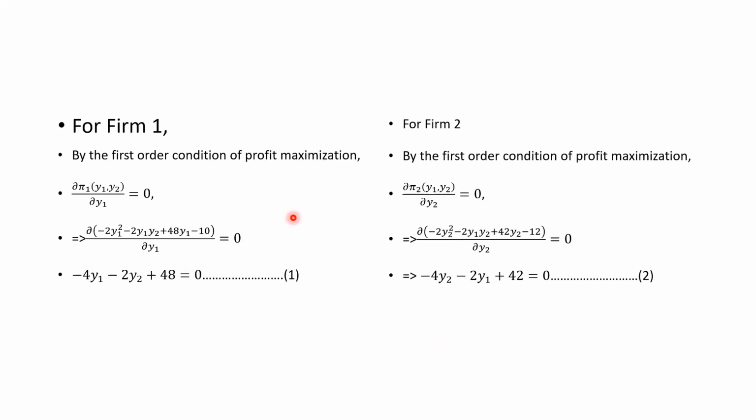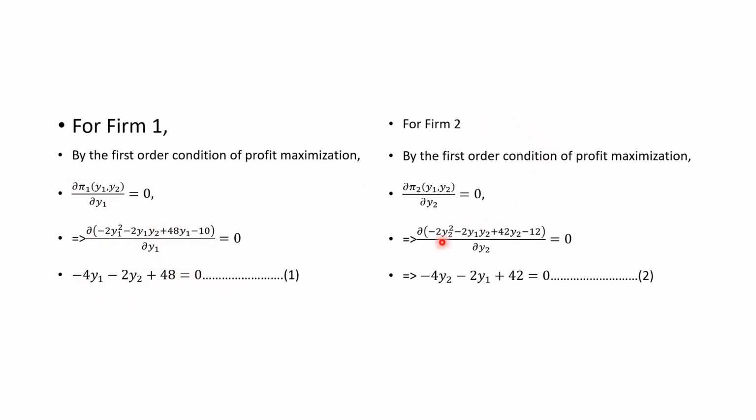So by the first order condition of profit maximization, what are the first order conditions? The partial derivative of pi 1 with respect to y1 should be equal to 0. That is the first order condition of profit maximization. You have to choose your output level in such a way as to maximize your profit. So obviously this has to be differentiated with respect to y1. Okay. So the derivative of this first function, minus 2y1 square minus 2y1y2 plus 48y1 minus 10, with respect to y1, you are left with minus 4y1 minus 2y2 plus 48 equal to 0.